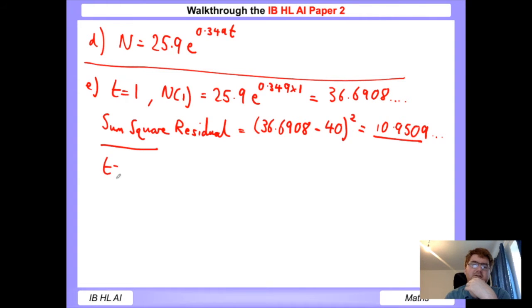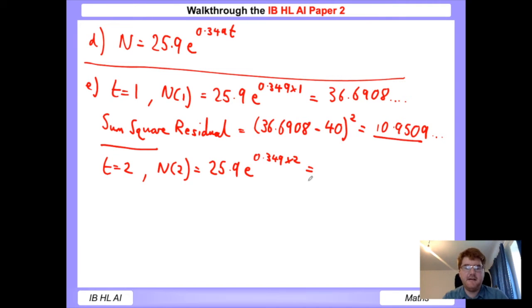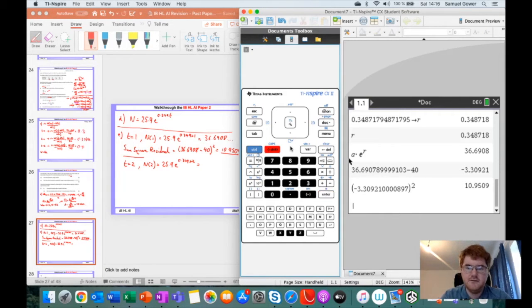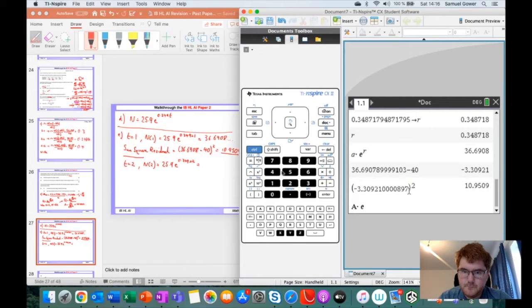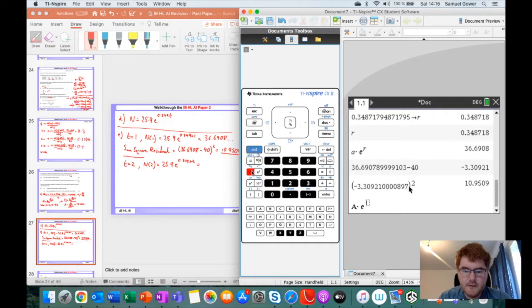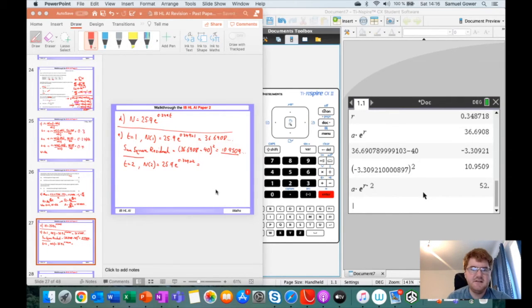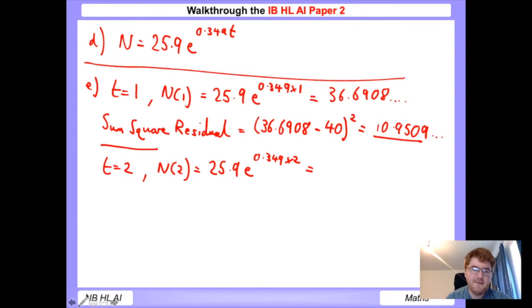Now actually for the value of t equals 2 it's going to be 0, but let's show you why that's the case. So we've got n of 2 is equal to 25.9 e to the 0.349 times 2. So again we're using those exact values from our calculator. So at this point I will put in capital A multiplied by e to the power of r multiplied by 2. We get a value of exactly 52, which is right because this is what Jorge wanted to use as his value for the model. So we actually do get 52 exactly.